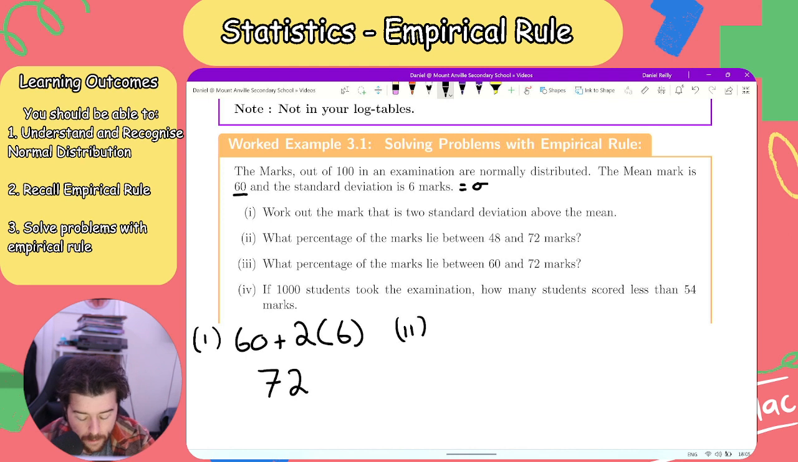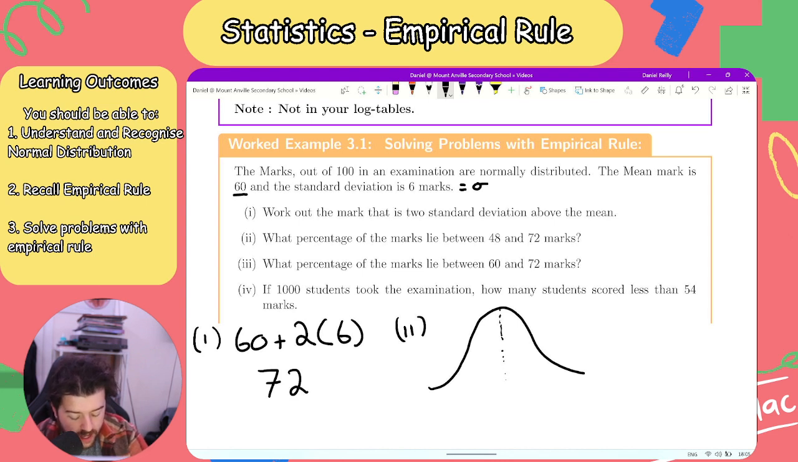Part 2. What percentage of the marks lie between 48 and 72 marks? So we want to find out what percentage of people got between 48 and 72 marks. If we just look at this, we know the data is normally distributed, so I have my little normal distribution here.